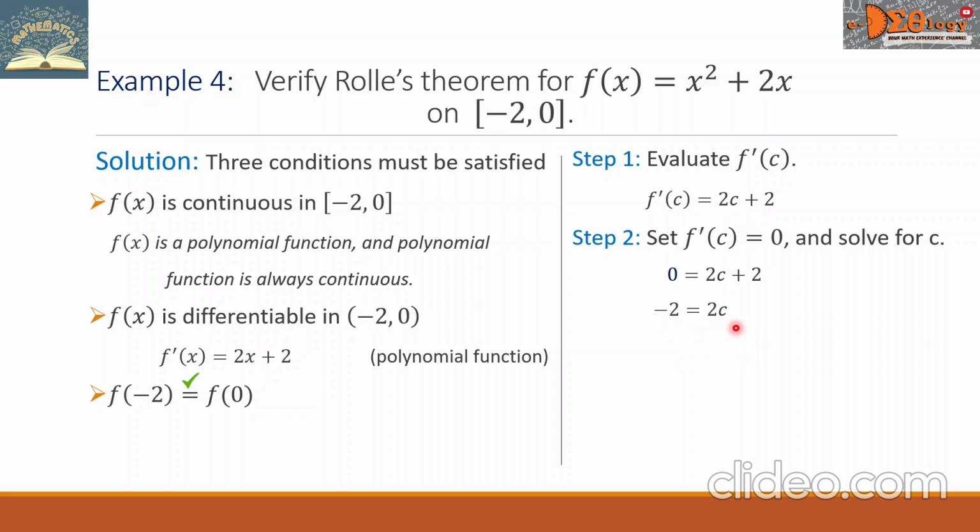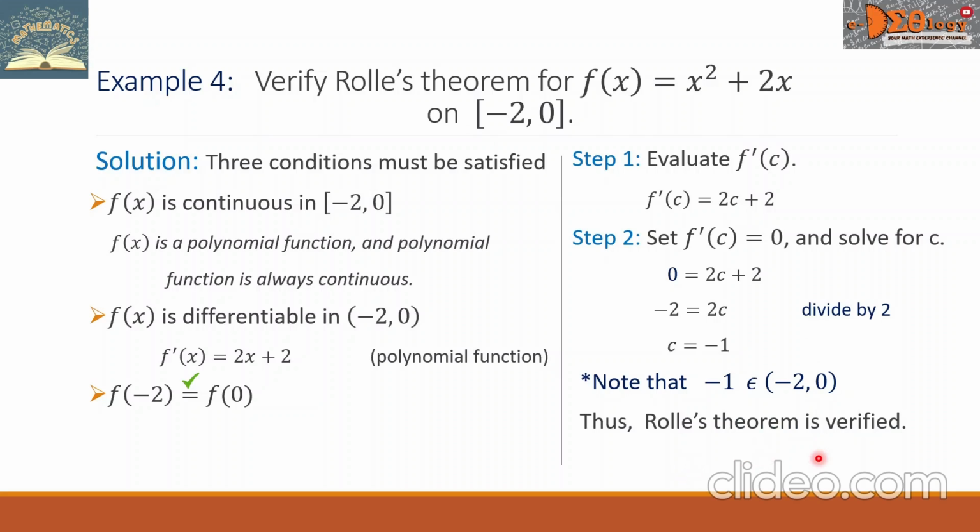And then we divide this equation by the coefficient of c, which is 2. And the value of c is -1. Note here that the -1 is inside the interval from -2 to 0. That means the Rolle's theorem here is verified.